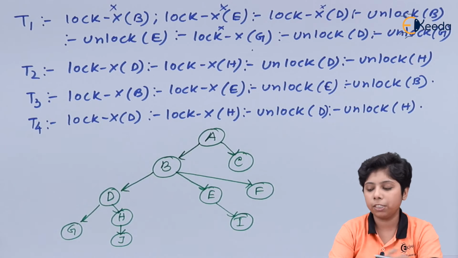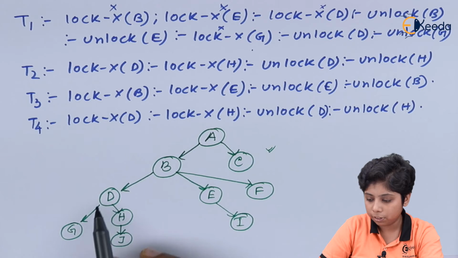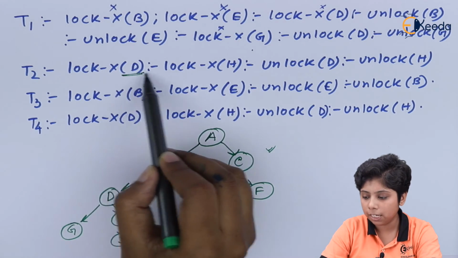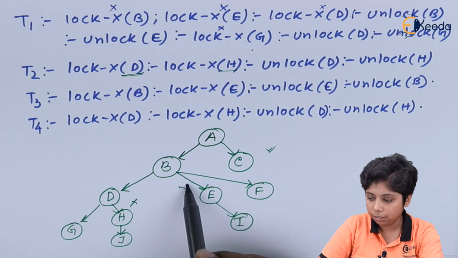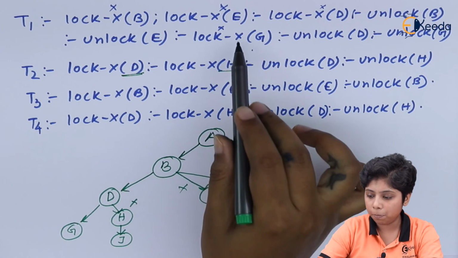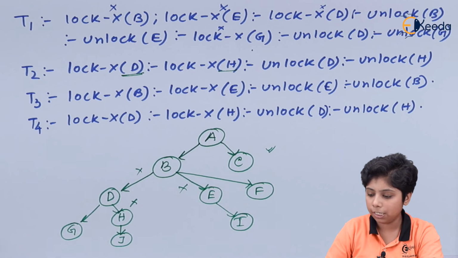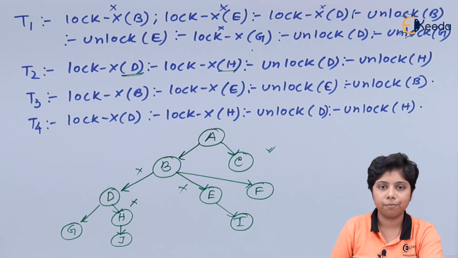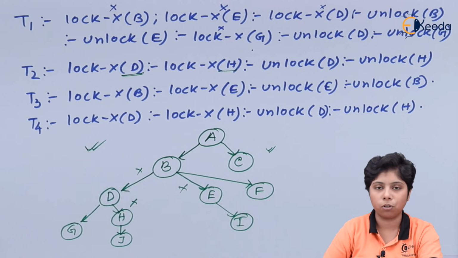Now how can we build from this tree protocol that B is the parent of D, E and F, D is the parent of G and H, and E of I. Here we are maintaining the D of H relation, B of E relation and also B of G relation. So we are mentioning these relations, and we are saying that these transactions follow the tree protocol.